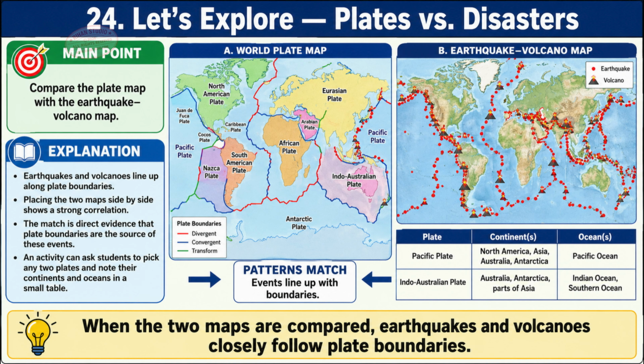This activity asks you to place the plate map, figure 2.3, beside the earthquake and volcano map, figure 2.4. When you do, the dots marking earthquakes and volcanoes trace out the plate boundaries almost exactly. This close match is direct evidence that plate boundaries are the source of these events.